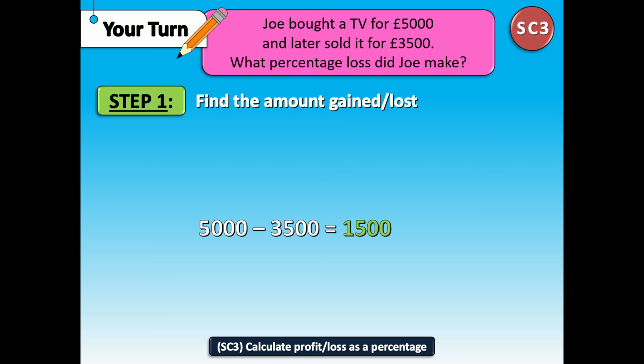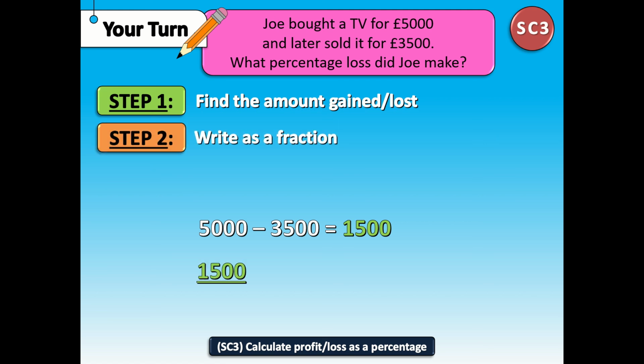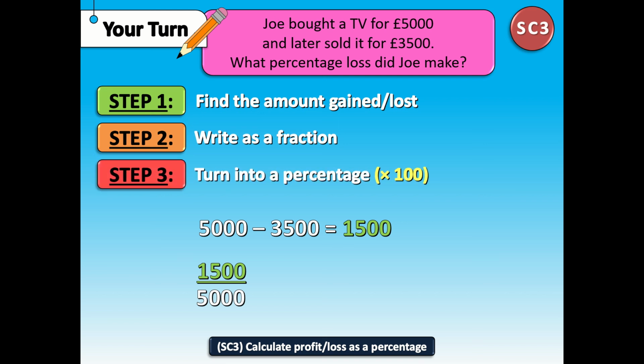We need to find the amount that he lost. So he lost £1,500. So we write that as a fraction. So it's 1,500 over the original amount. So that's 5,000. And then to turn it into a percentage, we need to times that by 100. So that's 30%.